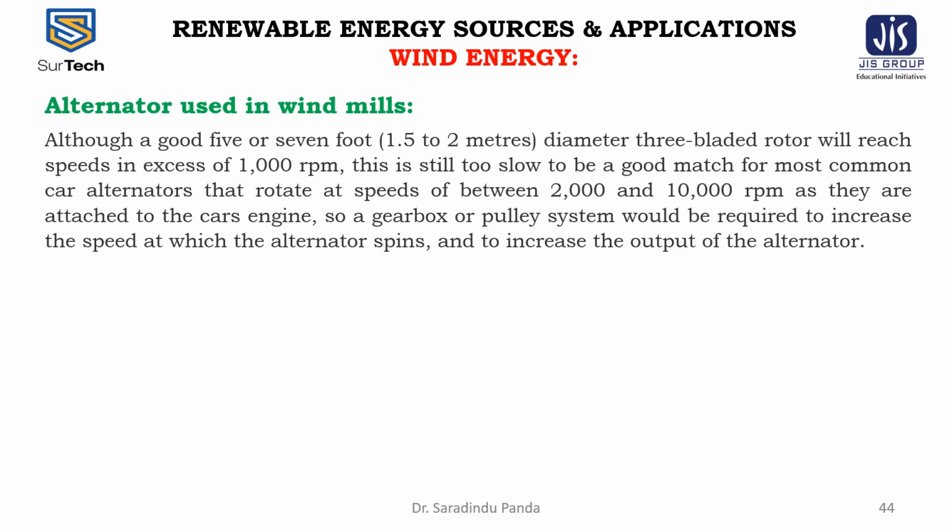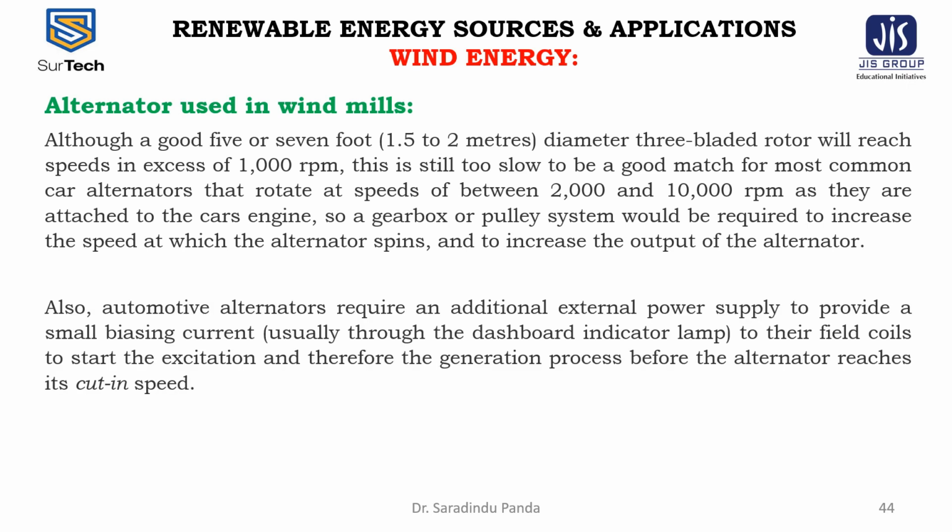Although a good 5 or 7 foot diameter 3-bladed rotor will reach speeds in excess of 1000 rpm, this is still too slow to be a good match for most common car alternators that rotate at speeds of between 2000 and 10,000 rpm as they are attached to the car's engine. So a gearbox or a pulley system would be required to increase the speed at which the alternator spins and to increase the output of the alternator.